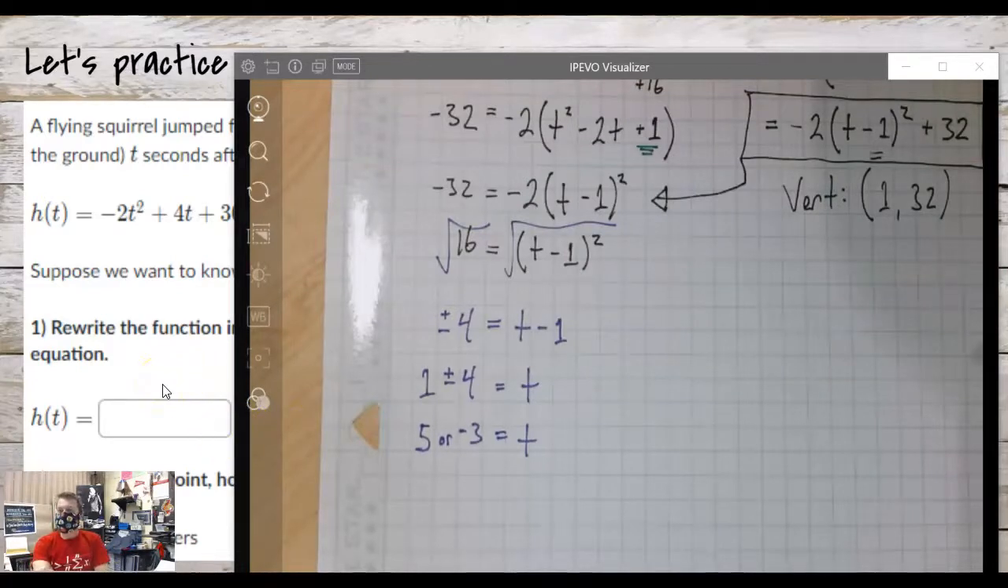To be fair, if a flying squirrel jumped off the ground, it just glides from like a tree.